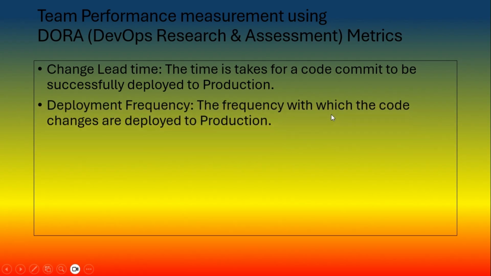And then the second one was deployment frequency. This one was also very easy to measure, easy to communicate, and easy for everyone to understand. This is the frequency with which the team pushes the code to production.